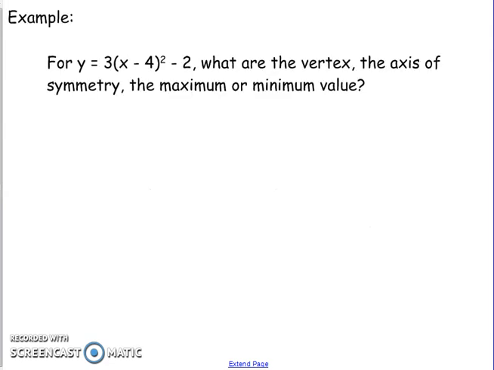So here's an example. y equals 3 times (x minus 4) squared minus 2. We want to find the vertex, the axis of symmetry, and the maximum or minimum value. For vertex form, I'm just going to rewrite it here so we can compare it: (x minus h) squared plus k. So the h matches up with the 4. Since they're both minuses, the opposite of a negative 4 would be a positive 4. So my vertex is going to be 4, comma, and then our k value is negative 2.